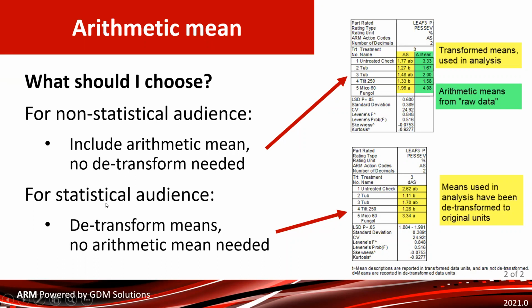If your audience is statistically inclined, that de-transforming of the means is probably familiar to them, and so it's probably not necessary to include the arithmetic mean. Really, the way ARM was doing it before is statistically valid and recommended. We just added an option to make it easier to read and understandable by a non-statistical audience.